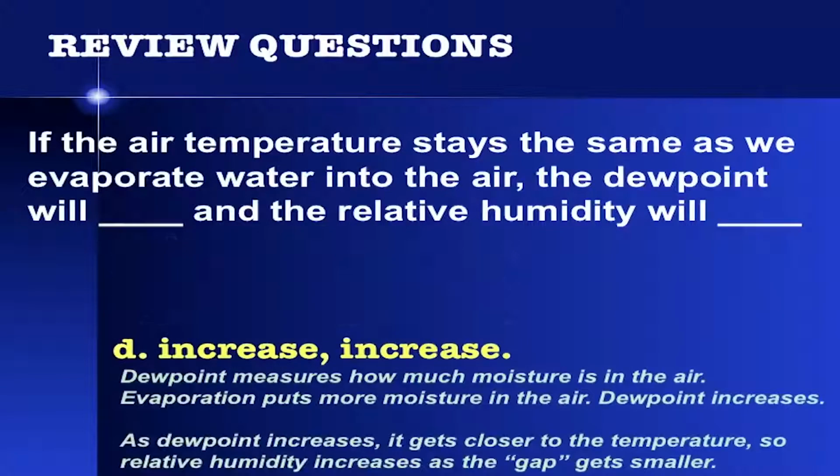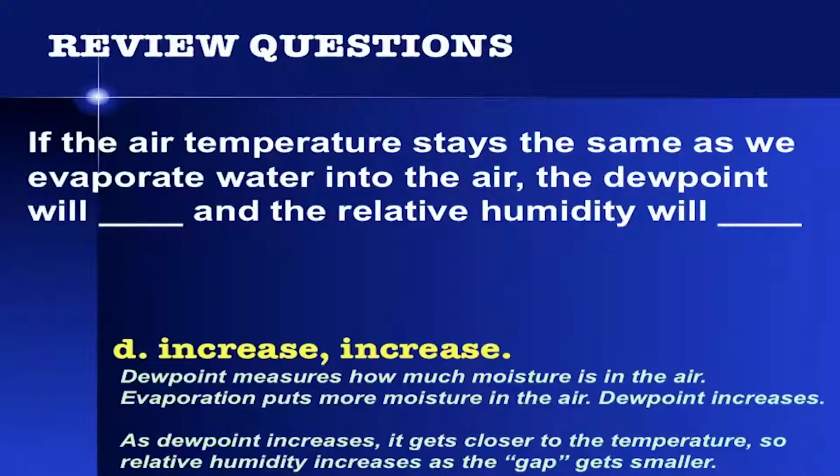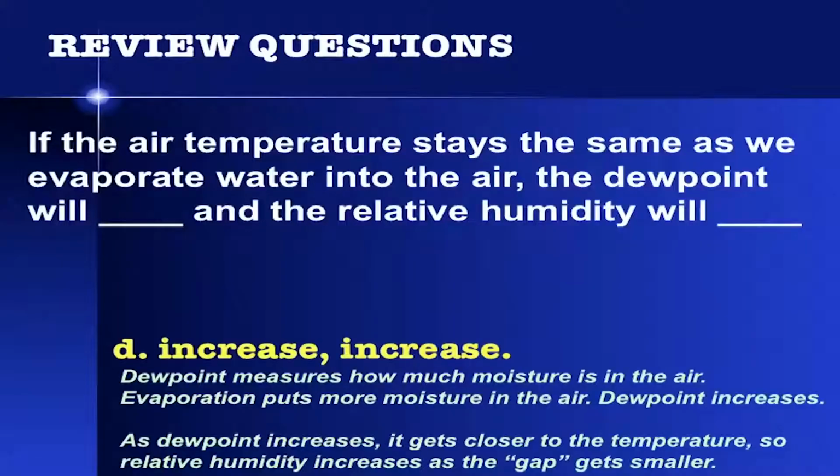Your answer is D. If the air temperature stays the same as we evaporate water into the air, the dew point will increase. We're increasing the amount of water vapor in the air. The dew point goes up. And the relative humidity will also increase. The dew point and air temperature numbers get closer together, increasing the relative humidity. That's there in the answer.